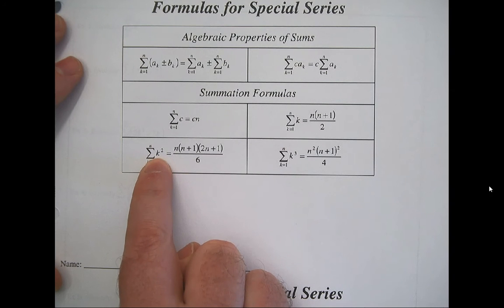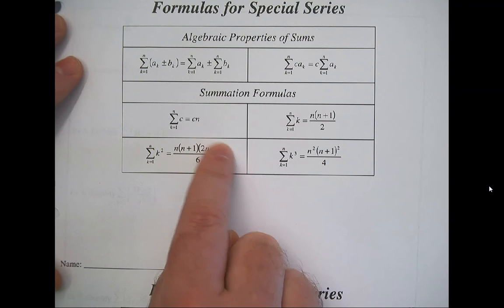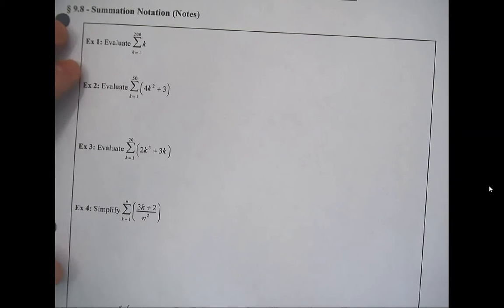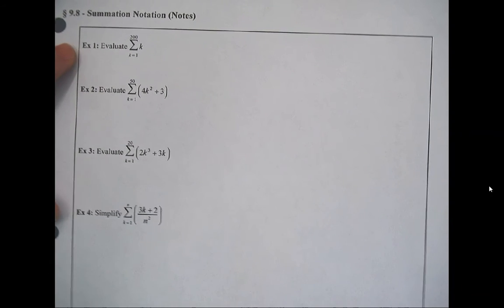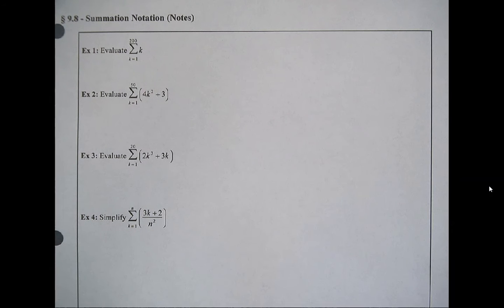We have a sum for k squared. Then we have a sum for the cube. So if you added up 1 plus 4 plus 9 plus 16 plus 25, and you wanted to go however many perfect squares you wanted to go, this could be the formula that would add those up. And then we have one for cubes. So the first part is we're going to talk about how to evaluate. Evaluate means that you should get a number at the end of this. You should get a specific number answer.